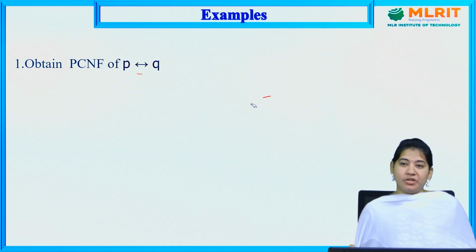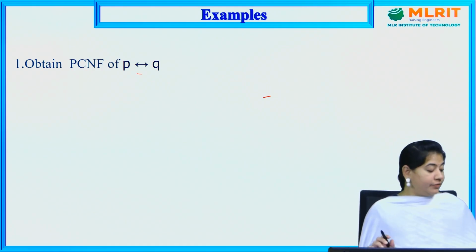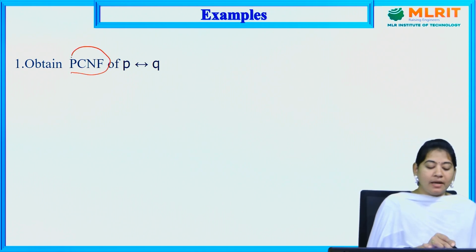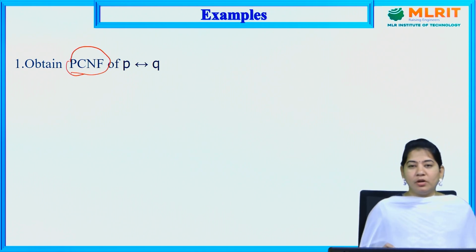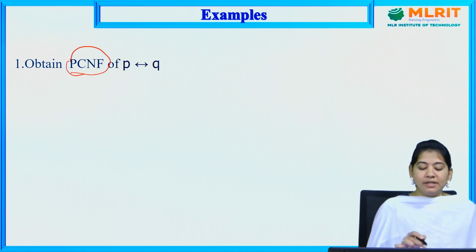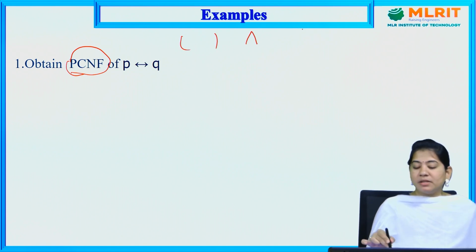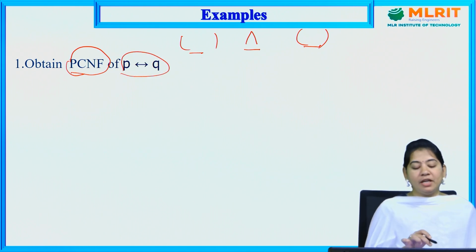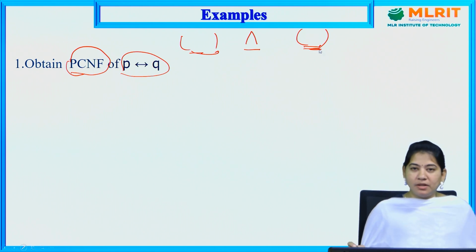Let us see the question here. Obtain PCNF of P if and only if Q. We need to get the solution in the form of PCNF, which is a product of max terms. A variable and its negation is not accepted, but all the variables we have in the question should appear in the max terms.